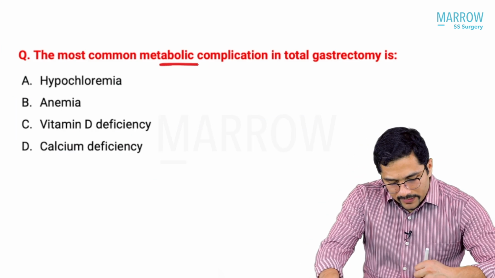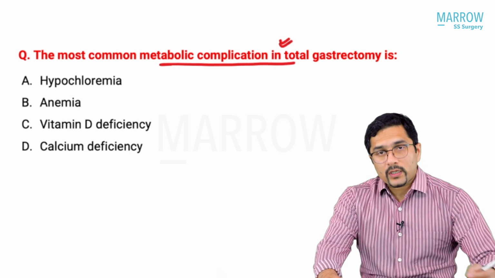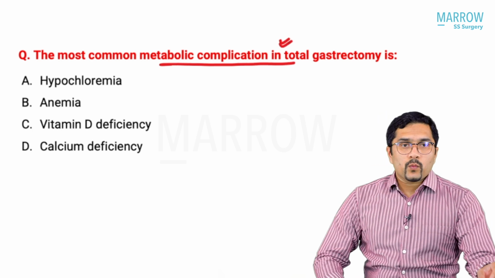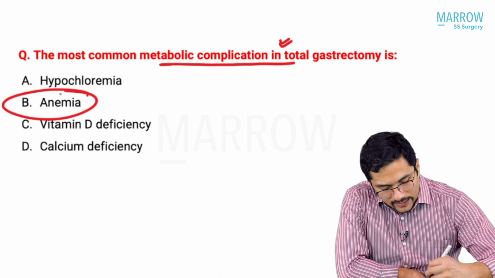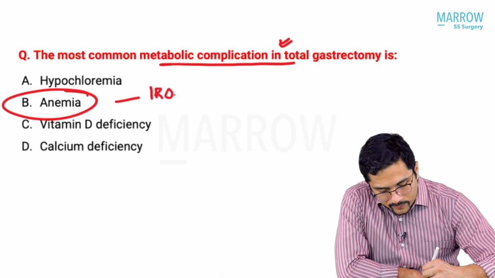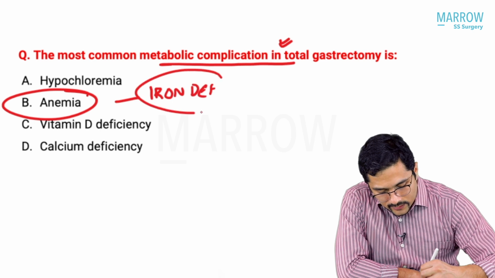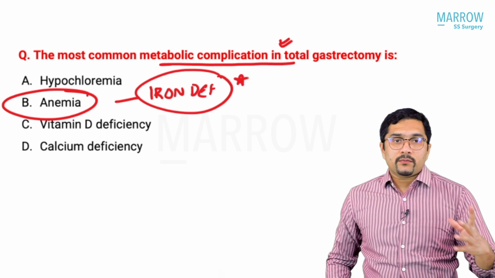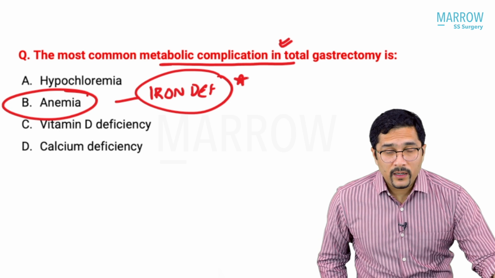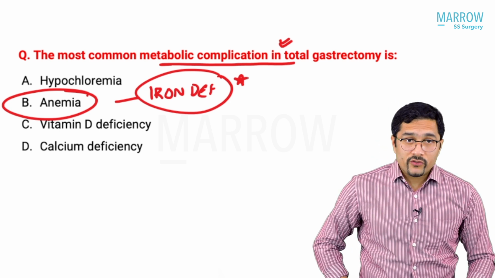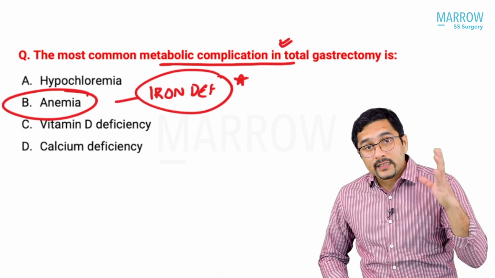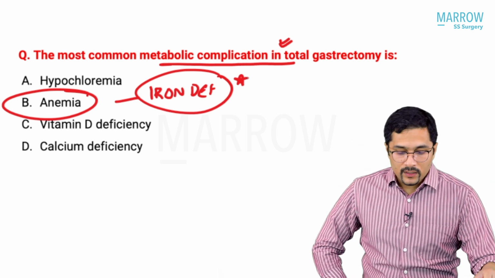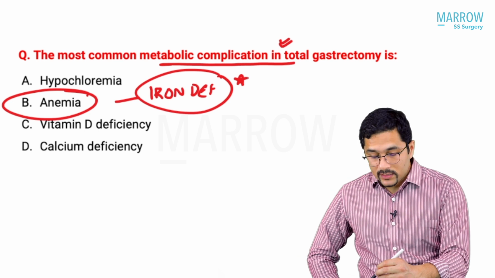What is the most common metabolic complication in total gastrectomy? This again was asked in the NEET SS exam as well. So we know it is anemia, and most commonly it is iron deficiency anemia. There can be vitamin B12 deficiency as well because of loss of intrinsic factor, but the most common metabolic abnormality is iron deficiency anemia in total gastrectomy patients.